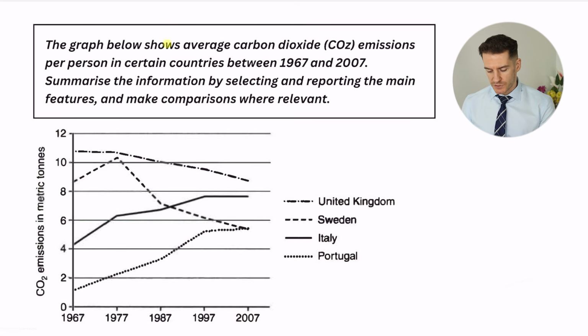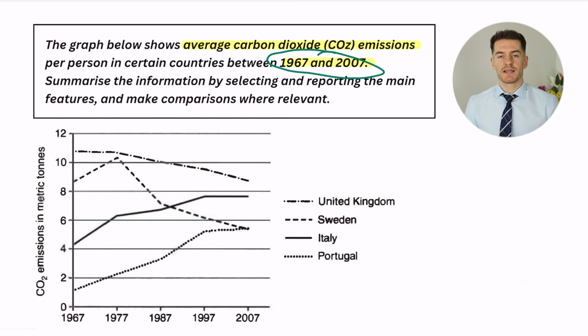The graph below shows average carbon dioxide CO2 emissions per person in certain countries between 1967 and 2007. Now, whenever you see something like this, always think about what tense it is. So this is obviously the past. That means when reporting or talking about this data, the student will need to use the past tense.